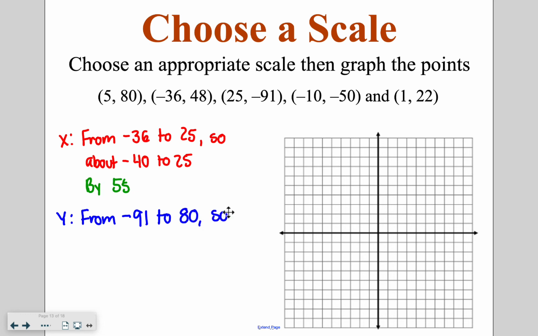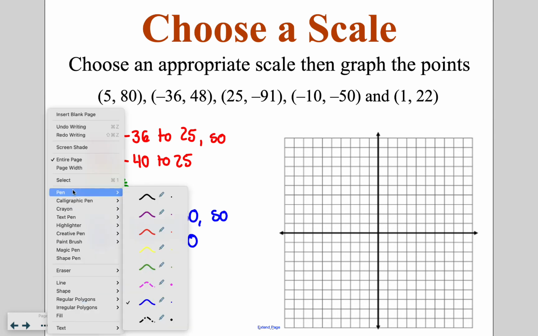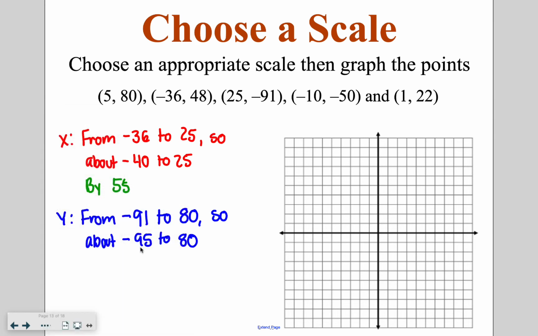So when we're looking at these ones, I need to be able to get from negative 91 all the way up to 80. So when I'm looking at the about piece, I'm going to drop that down to negative 95 to make sure the 91 is included all the way up to 80. Then, if I've got to get from negative 95 all the way up to 80, I'm going to go ahead and count by 10s on the y-axis. Gives me a little bit more leeway to be able to get from 90 to 80, but isn't too big that we're only taking up a very small chunk of the graph.